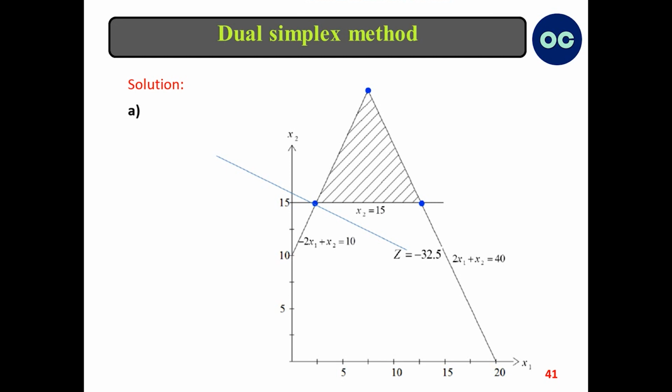First, in part A, to solve the problem graphically, we plot the constraints on the graph and find the feasible region. Then we locate the corner points of the feasible region. We have 3 corner points and evaluate the objective function at each. The optimal solution is the corner point with the maximum objective function, which is this point. Here x1 is 2.5 and x2 is equal to 50.